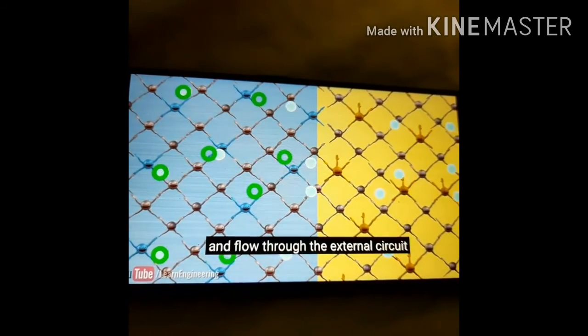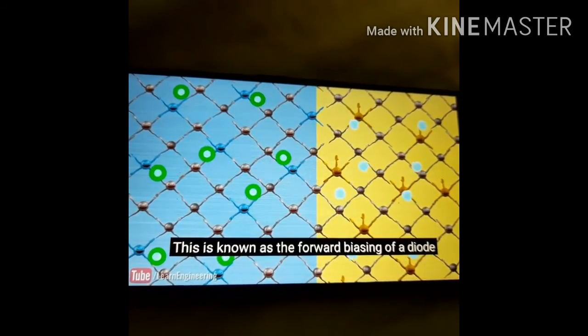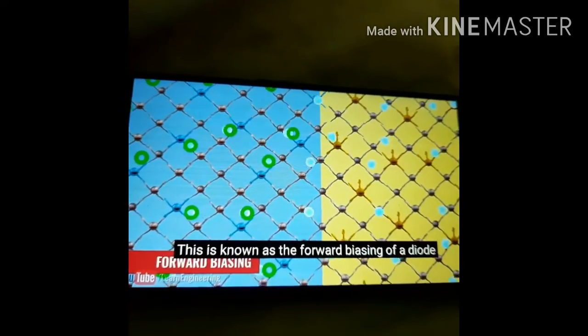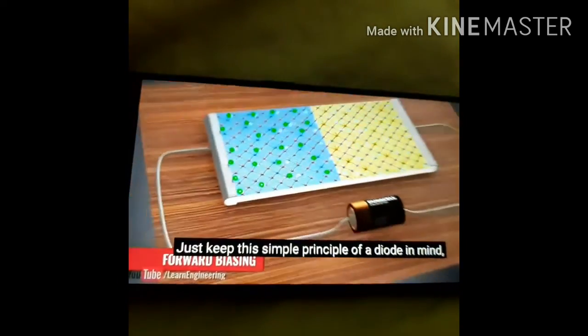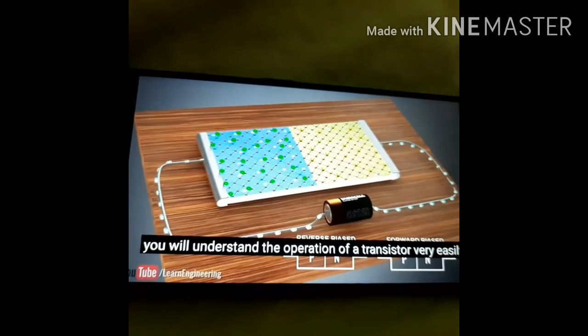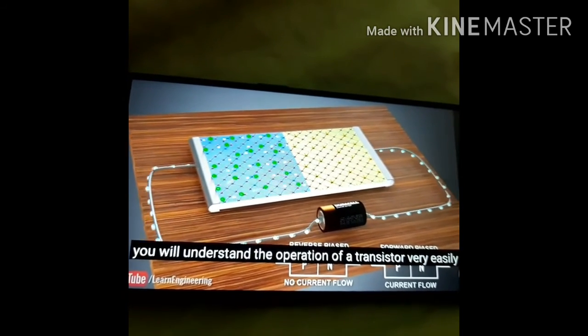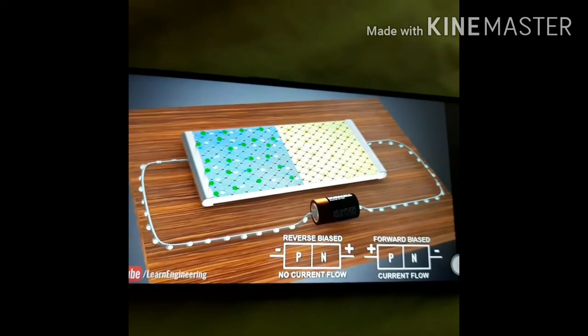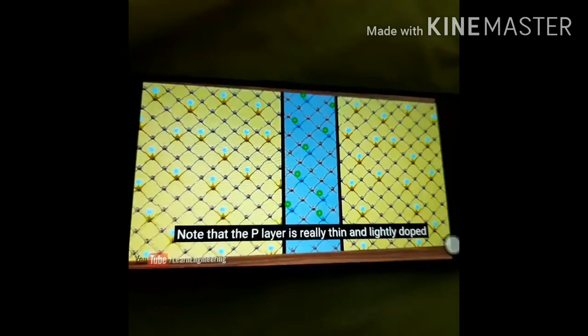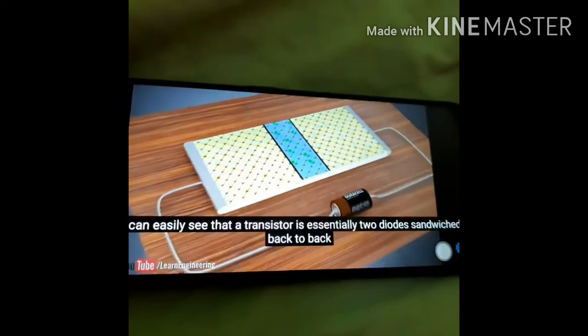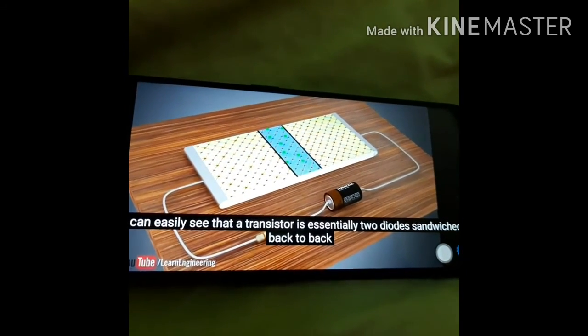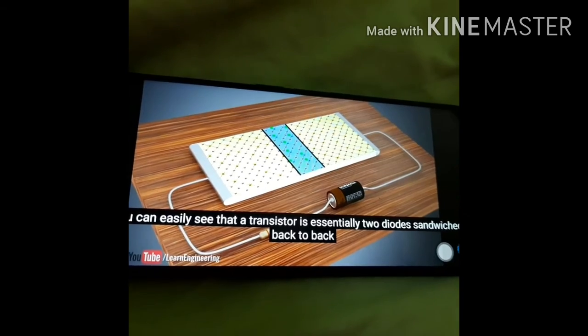The holes will enter into the N region and combine with the electrons over there. This type is considered as forward bias. So the circuit is involved in conduction. Now let's see how the transistor works. Now biasing is given to one junction.